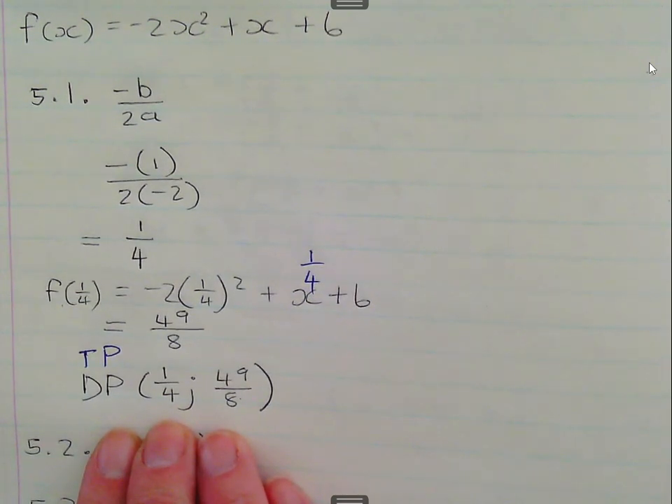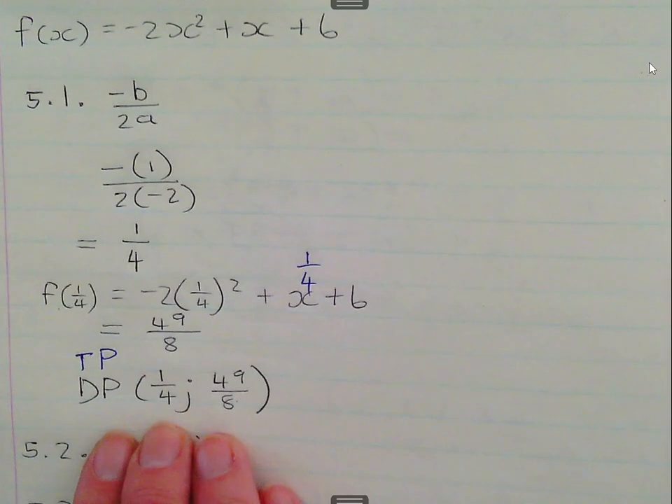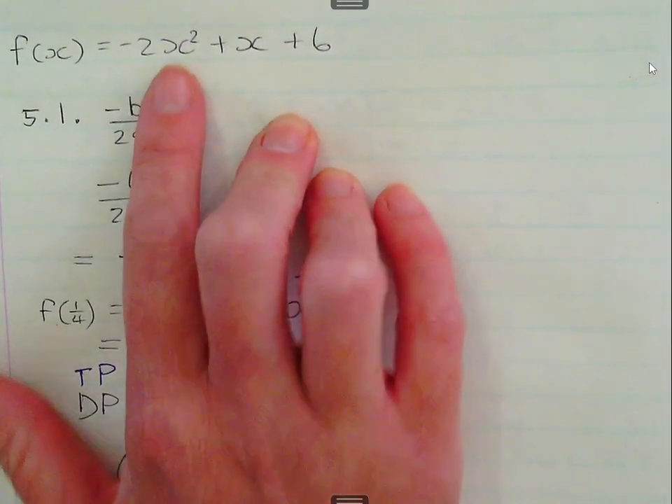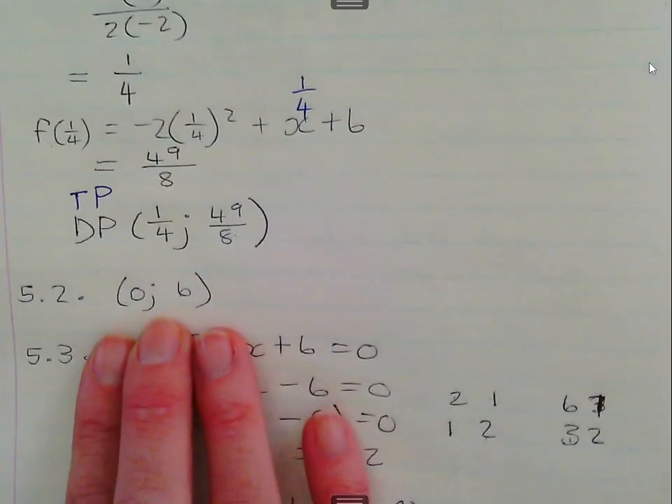The next one for 1 mark, they asked you to determine the y-intercept of f. You can just read that from the equation. The y-intercept is where you would have made x 0, so that becomes 0 and that becomes 0, so it's 0 and 6.